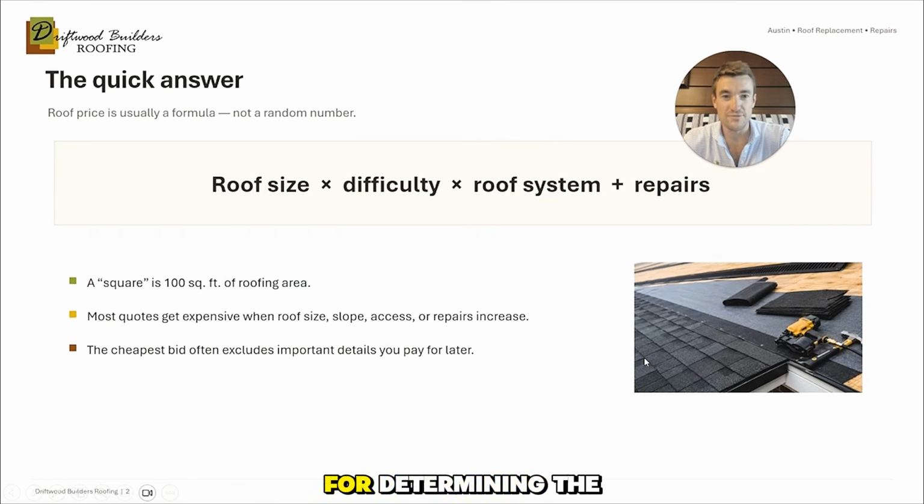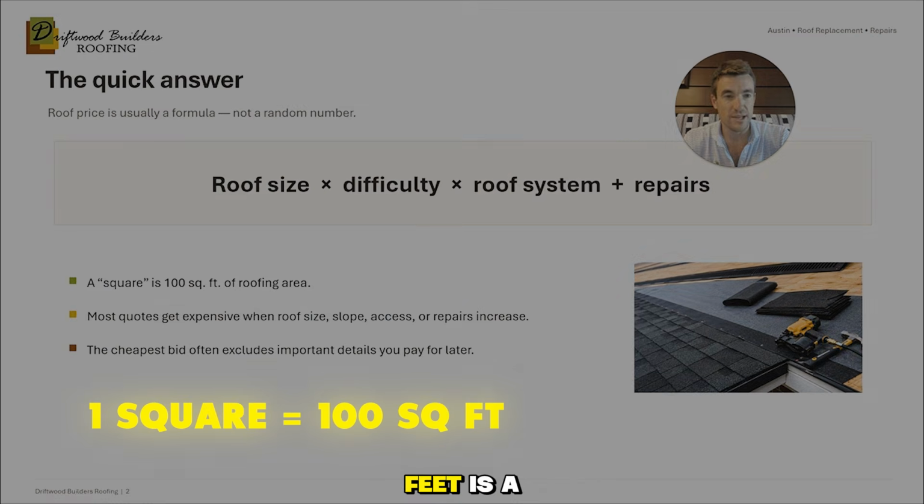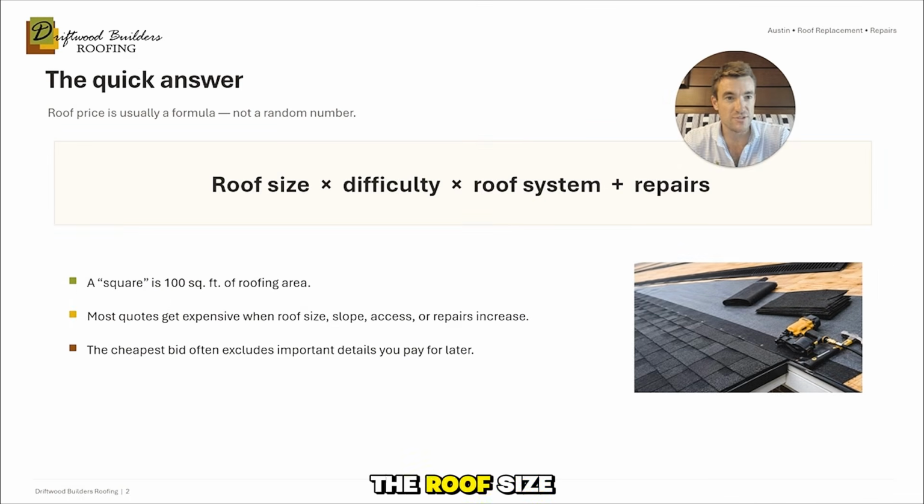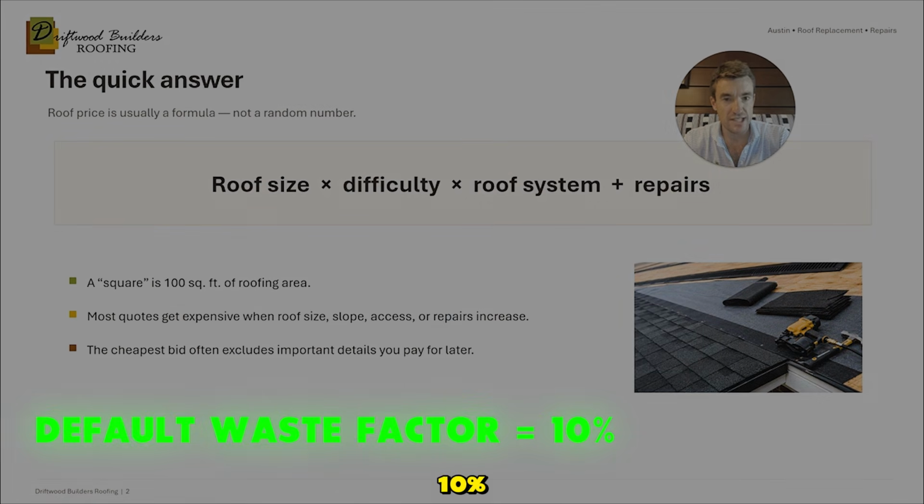So the formula for determining the price of the roof is the roof size, or what contractors call squares, multiplied by the difficulty of the roof, or what contractors call waste factor. And then we multiply it by the type of roof you put on. And then sometimes there are additional repairs, which we'll get to later. So the roof size is usually the total square feet, where 100 square feet is a square. So let's say the roof size is 30 squares. So we take that 30 number, and then we multiply it by the waste factor. So the standard default waste factor contractors use is 10%.